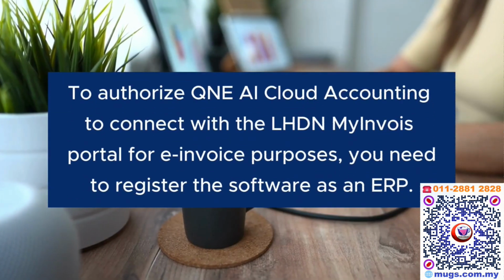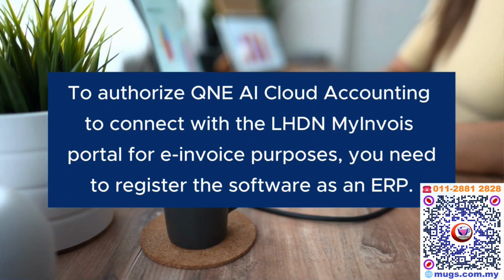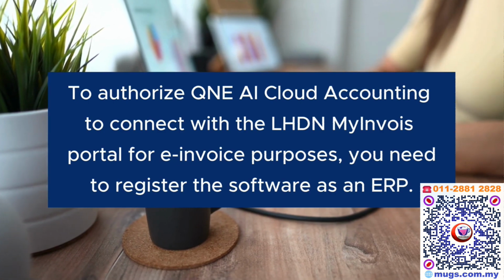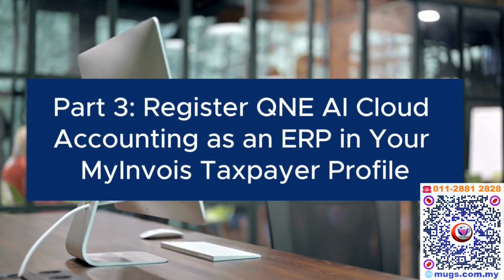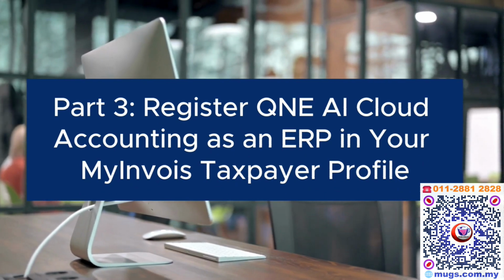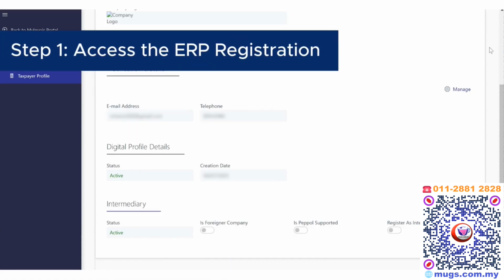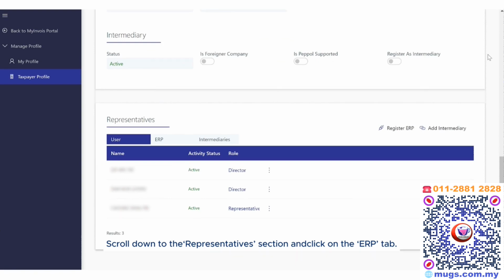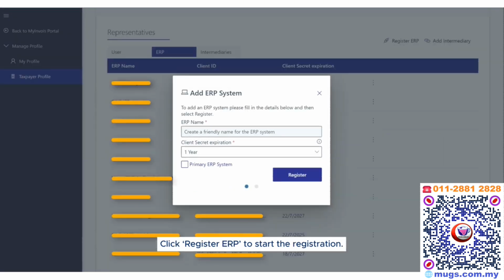To authorize QNE AI Cloud Accounting to connect with the LHD and MyInvoice portal for e-invoice purposes, you need to register the software as an ERP. Let's get started with registering QNE AI Cloud Accounting as an ERP. Follow along as we walk you through the process. Step 1. Access the ERP registration. Scroll down to the Representatives section and click on the ERP tab. Click Register ERP to start the registration.